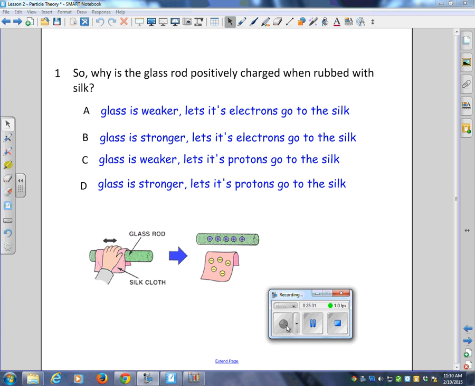Why is the glass rod positively charged when rubbed with silk? Jaden, think, man. Why is the glass rod positively charged when rubbed with silk?